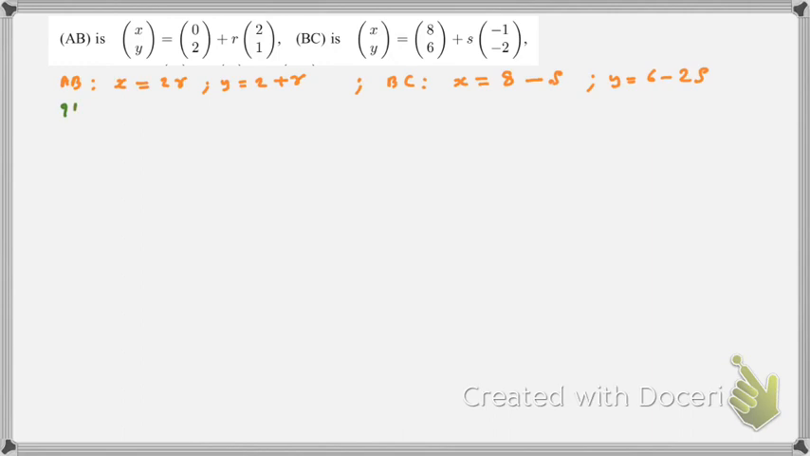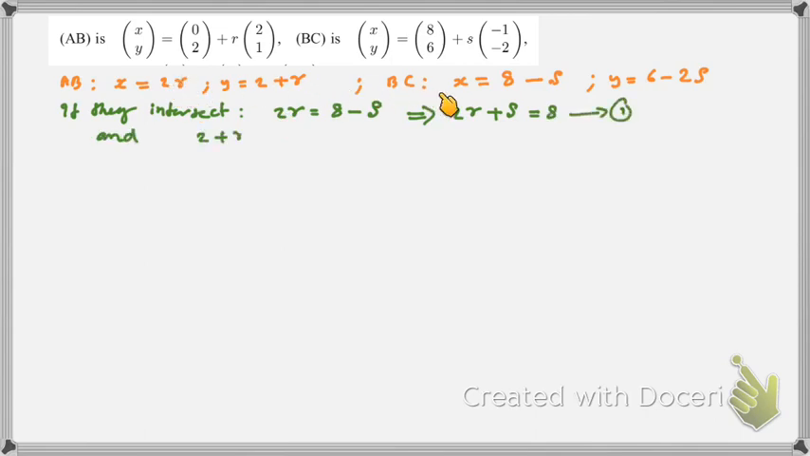Now if the two lines intersect, the x coordinates must be the same. So 2r has to be equal to 8 minus s. I equate 2r with 8 minus s, and rearrange it like 2r plus s is equal to 8. That's equation number 1. Now when I equate the y coordinates, I get 2 plus r is equal to 6 minus 2s. Rearrange it with both the variables on one side. So r plus 2s is equal to 6 minus 2, which is 4, equation number 2.